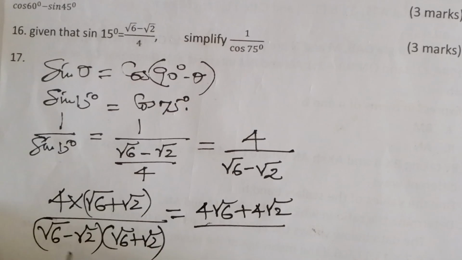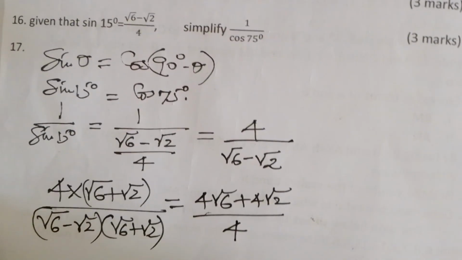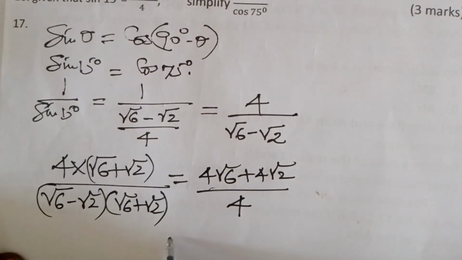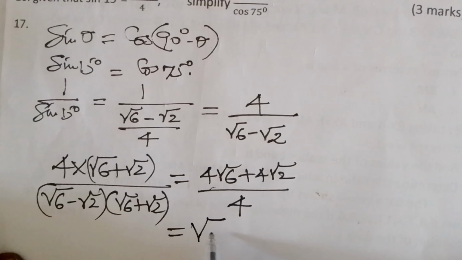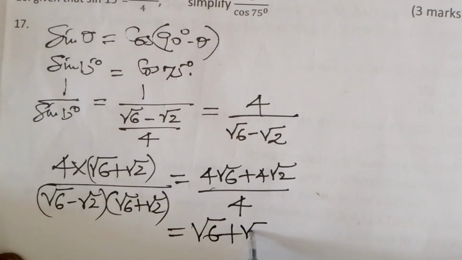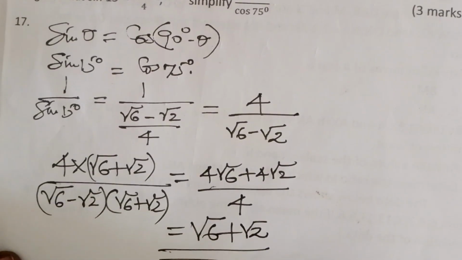Root 6 squared gives you 6 and root 2 squared gives you 2. So 6 minus 2 gives you 4. And you can simplify this further: when you divide everything by 4, you're going to get root 6 plus root 2. So that is your final answer.